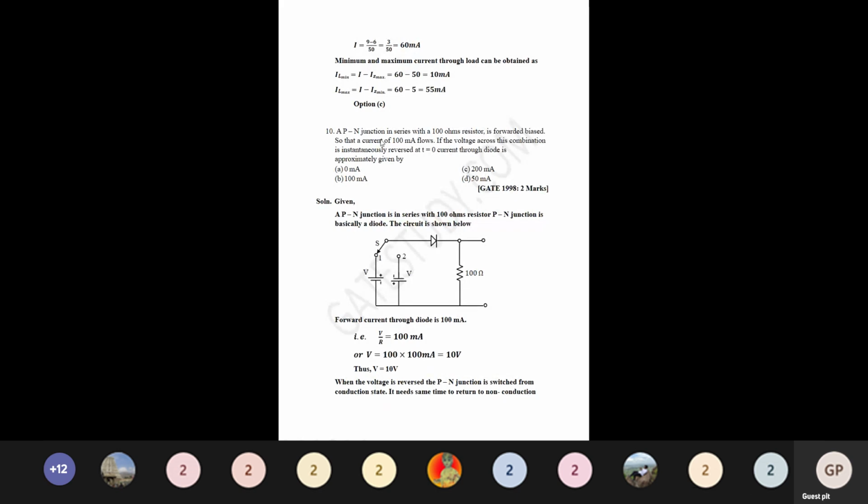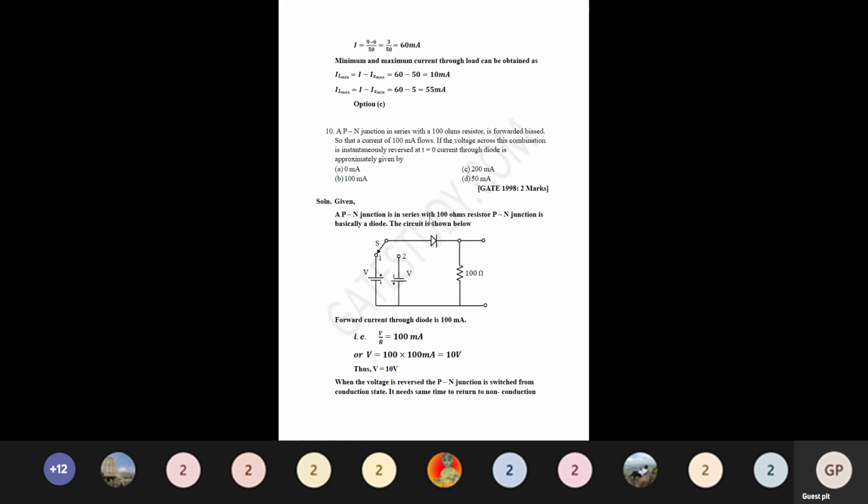Next. A PN junction in series with a 100 ohm resistor is forward biased so that a current of 100 milliampere flows. The PN junction is connected with a series resistance of 100 ohm, and a forward bias current of 100 milliampere is flowing in the circuit. If the voltage across this combination is instantaneously reversed at t equal to 0, then the current through the diode is given by the options: 0 milliampere, 100 milliampere, 200 milliampere and 50 milliampere.